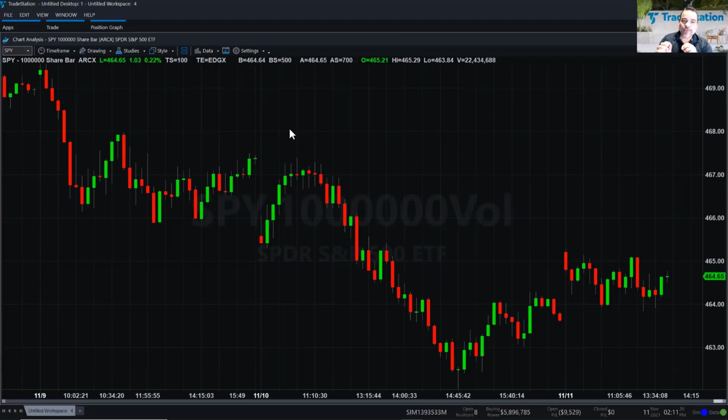So it's really important that when we use a type of chart, we know exactly why we're using it, and do not discount the other two because they may be relevant and important in your everyday trading. So let's go ahead and take a look at the price-based charts that are part of the TradeStation platform.